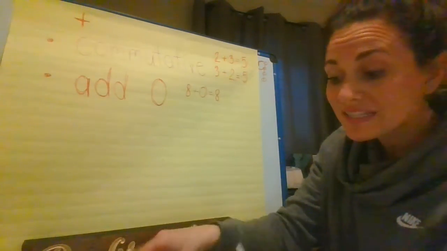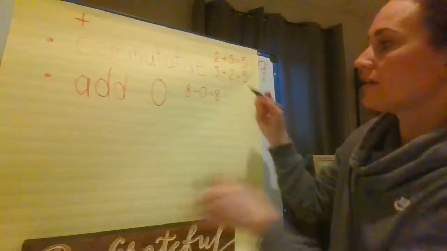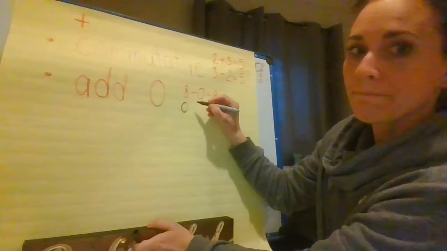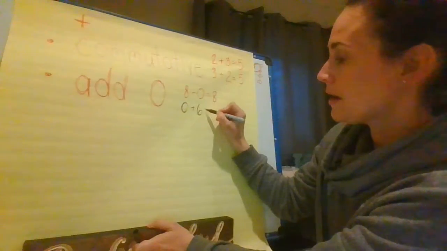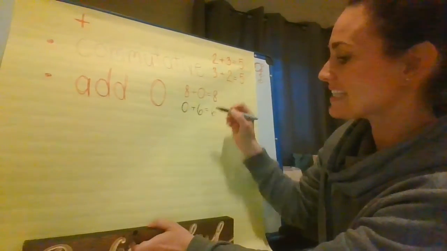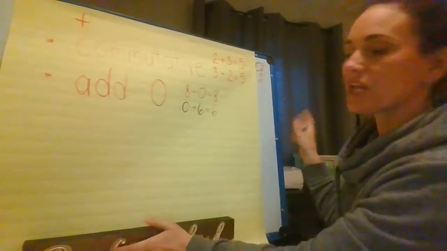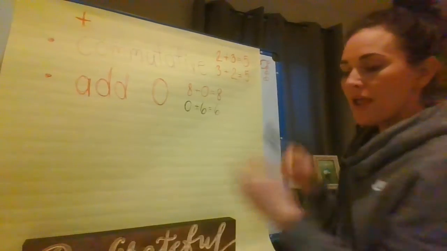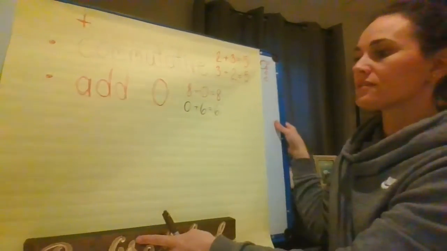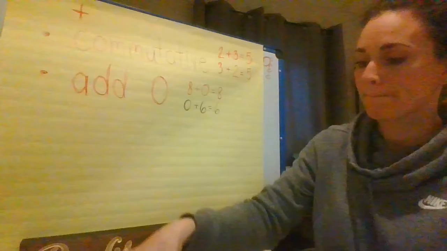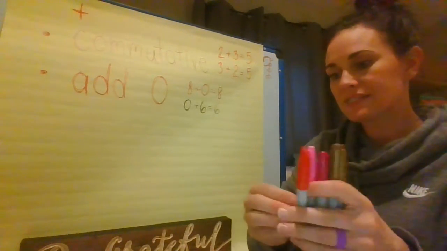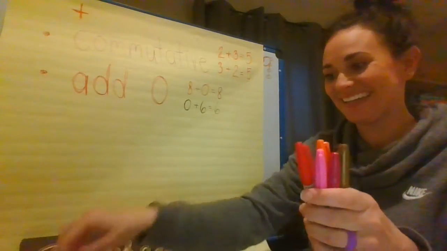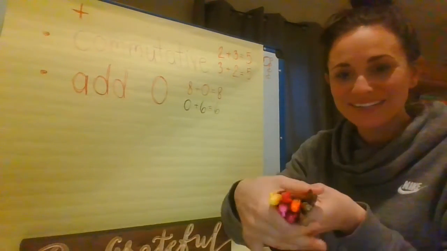If I start with 0, and I add, let's try 6, my number stays the same. Let's try it with some manipulatives. We're going to use our markers right here. And I'm going to start with 8. 1, 2, 3, 4, 5, 6, 7, 8. Oh my goodness, there, now you can see them.